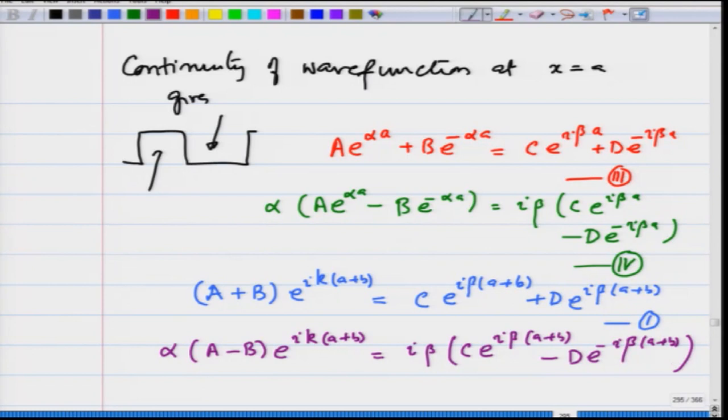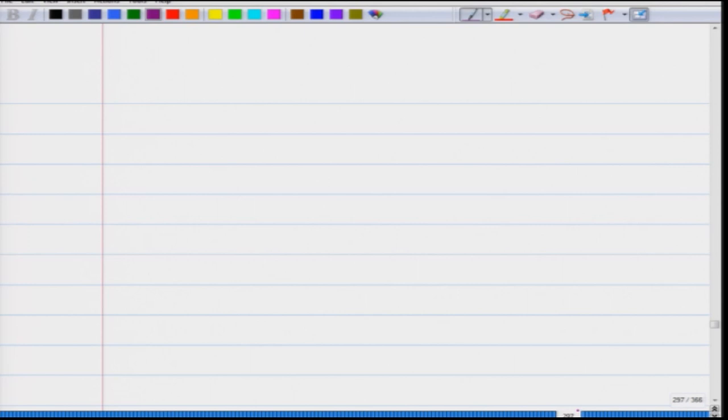This is equation number 2. I have 4 unknowns and 4 equations, and I can put them in this form: some coefficient times a plus some coefficient times b plus some coefficient times c plus some coefficient times d is equal to 0. Like this, there are 4 equations, and all of them go to 0.